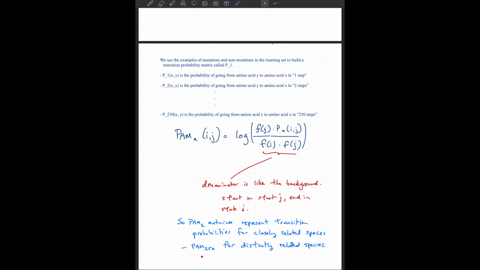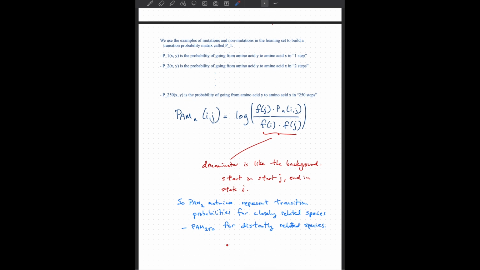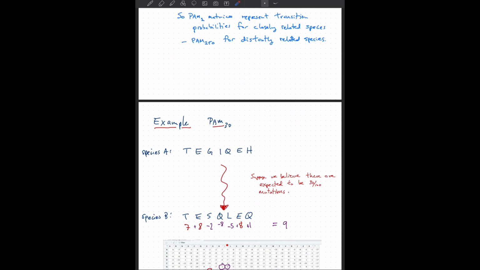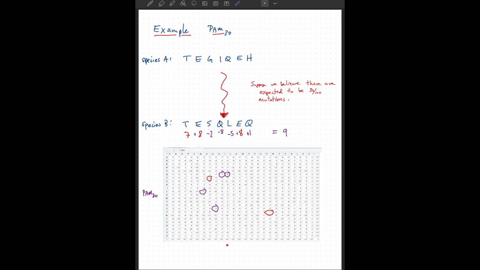So it's quite simple. The fewer the steps, the closer the species. The larger the number of steps, the larger the distance between the species. So I put some examples here that you could work through. I'd like you to try to understand them.